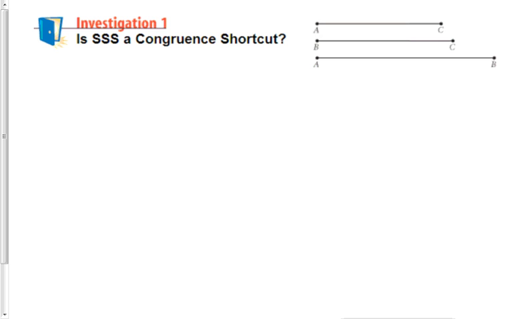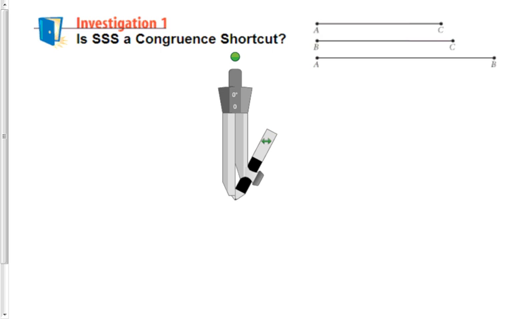All right, so we're going to investigate the side, side, side congruent shortcut. We're going to see if this is actually a shortcut. So let me pull up my compass. And what I'm going to do is I am being given three segments, AC, BC, and AB. And I'm going to construct a triangle with these three segments. So let me start with a ray. And I'm going to duplicate AB on that ray.